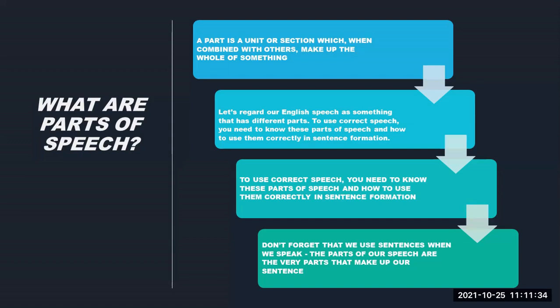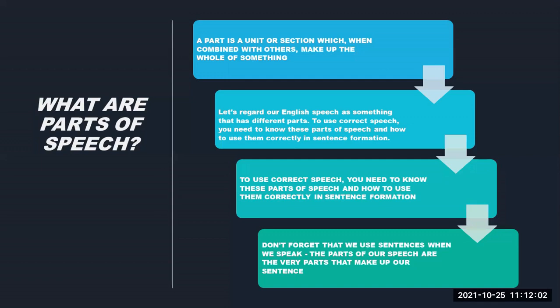Now, don't forget that we use sentences when we speak. When we speak, we don't use single words. We use the sentence because the sentence is the grammatical unit that enables us to express complete ideas. All right. And that is exactly why we use sentences.